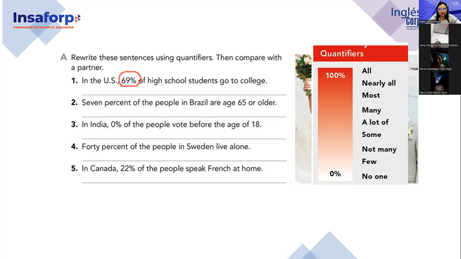69%. ¿Qué quantifier representaría un 69% class? 69, ¿cuál piensan? This one, is it this one? Many. Many, okay. So, ¿cómo lo expresamos? Miren, in the US. ¿Qué pasa? Many. Ya no decimos 69, decimos muy bien, many.